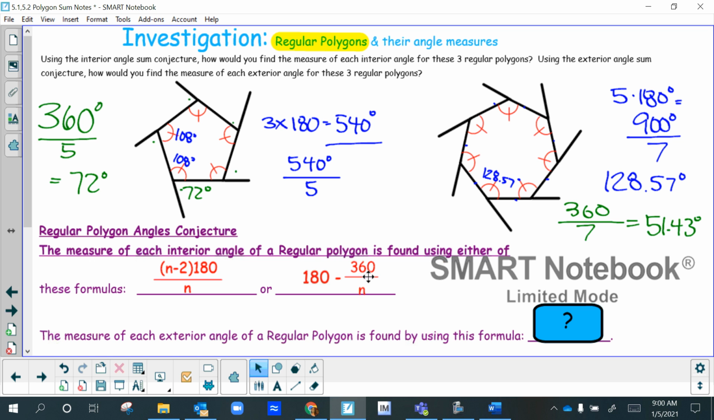And then the measure of each exterior angle of a regular polygon is found by using your 360 rule. Take 360 degrees and divide it by n, okay? And that's what we just did a couple of times.